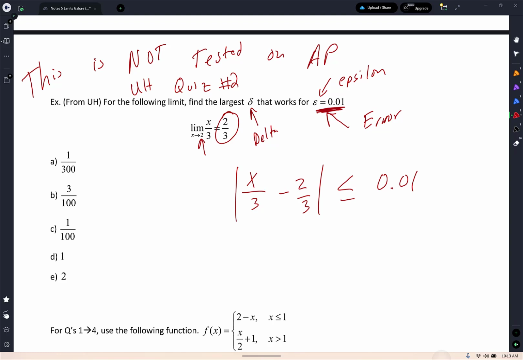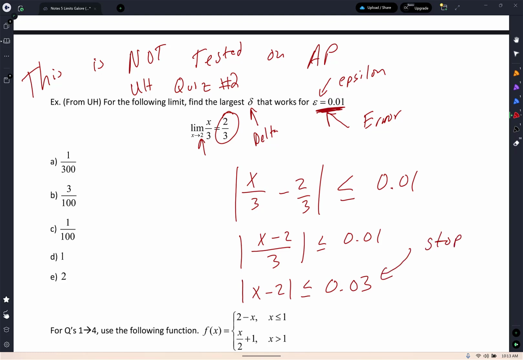All right. Because my denominators are the same, I can just write the absolute value of x minus 2 over 3 is less than 0.01. I'm going to multiply both sides by 3. So you have the absolute value of x minus 2 less than or equal to 0.03. Here's where you're going to stop. But I'm going to continue in case you have a professor that wants you to continue.